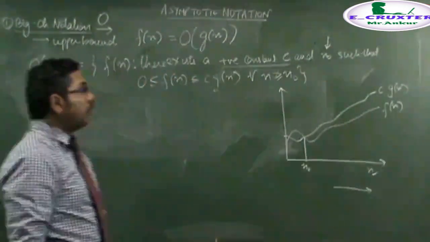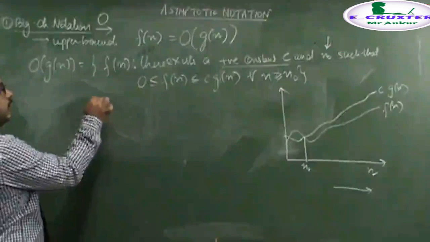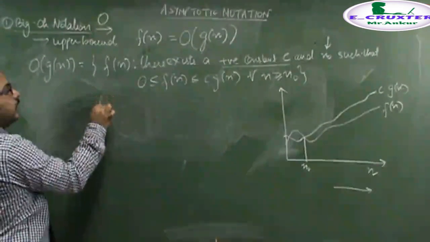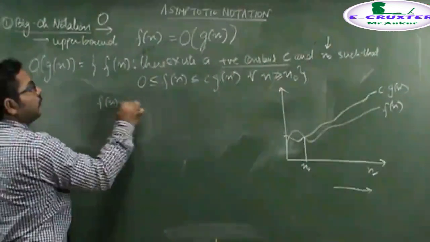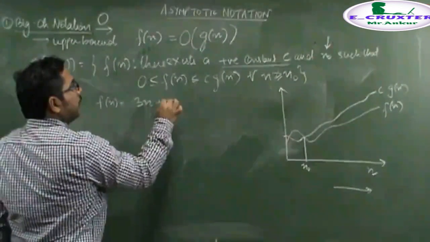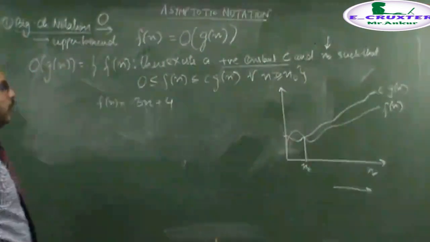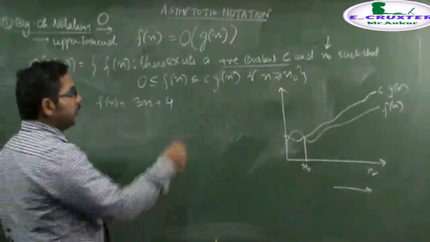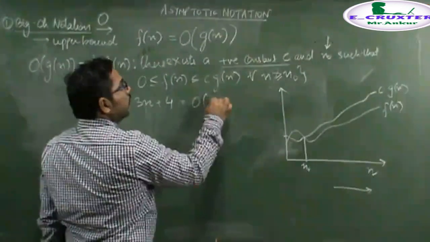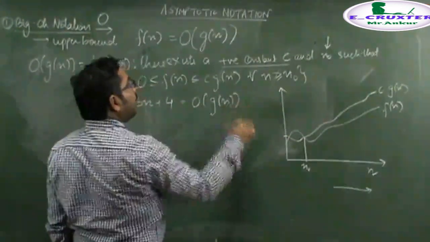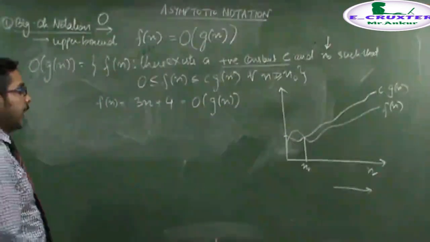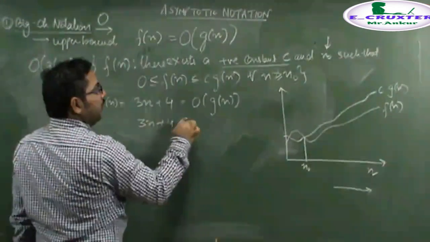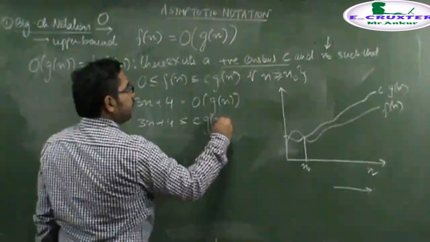For example, as we are taking a positive function, let's say there is a function f(n) which is equal to 3n plus 4, and I have to find an upper bound for this, and let's say there is a g(n) function which acts as an upper bound for that. Then by opening this equation you will notice that 3n plus 4 will be less than or equal to c of g(n).